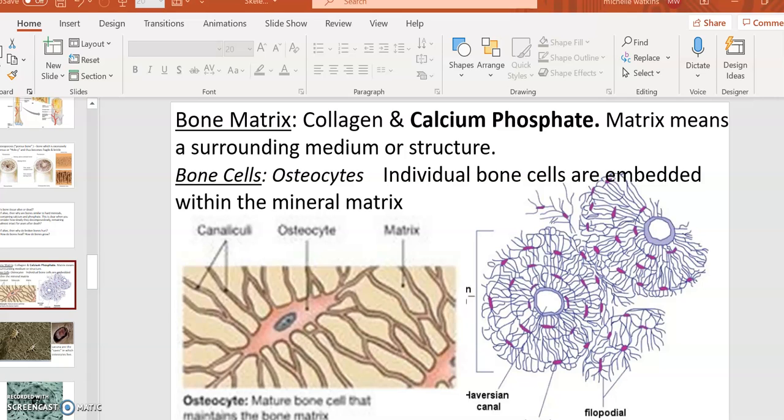Okay, this is Skeletal System Part 2. I think this is where we left off. We're not going very in depth at all in this chapter, so it's just some basic ideas.